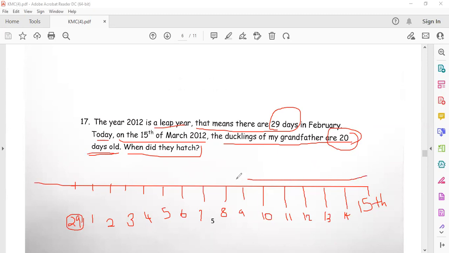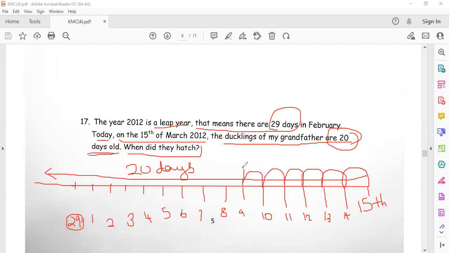Now extend a little bit because you see, the ducklings are 20 days old, which means you have to go back in time up to 20 days. You have to go back from the 15th of March. So let's go back. 1 day, 2, 3, 4, 5, 6, 7, 8, 9, 10, 11, 12, 13, 14, 15, 16, 17, 18, 19, and 20. Running out of space. So 20 days would land here.